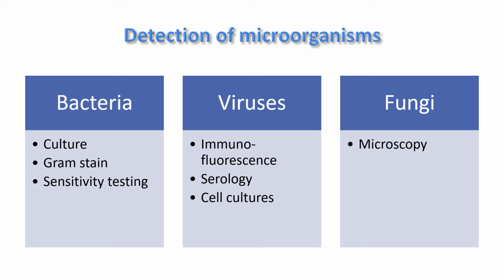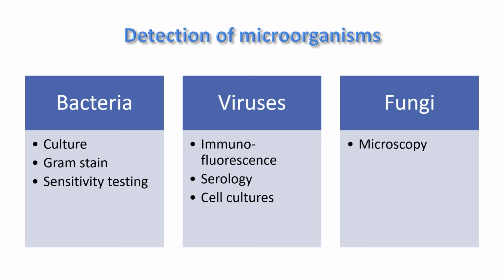You can also do sensitivity analysis. For example, when you're growing bacteria in the agar gel, you put an antibiotic disc in there, and if the antibiotic causes the bacteria to die or cease growing, it means these bacteria are sensitive to this particular antibiotic, and that antibiotic will work in that patient. For viruses, mainly immunofluorescence. Serology can be done because the body will produce antibodies against the viruses, so we can detect those. Cell cultures is another way of detecting viruses.